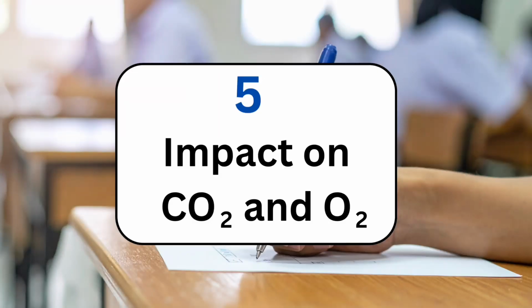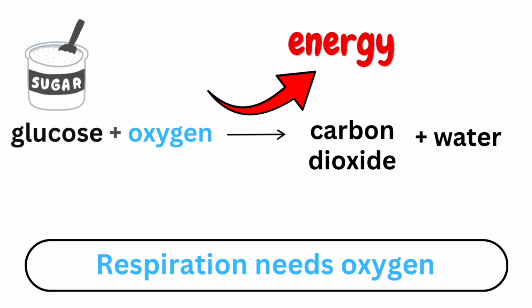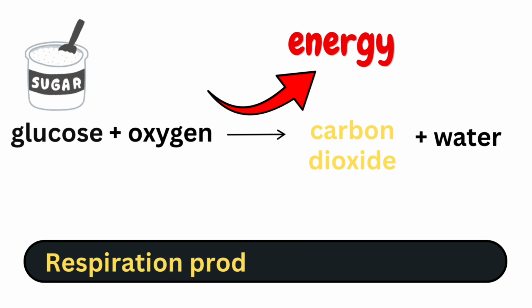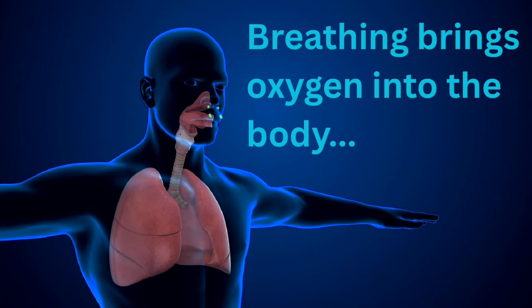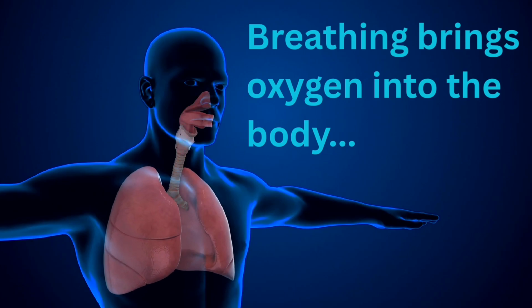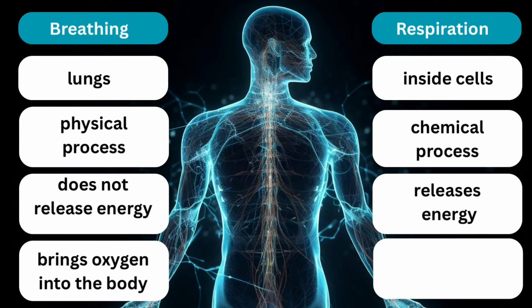Let's finish off by thinking about 2 important chemicals, carbon dioxide and oxygen. As we've already said, respiration requires oxygen to happen because the glucose is broken down by reacting it with oxygen. This process produces carbon dioxide, which is a waste product and needs to be removed from the body. You breathe in to bring oxygen into your body, and you breathe out to remove carbon dioxide from your body. So we now know that breathing brings oxygen into the body and respiration uses that oxygen for a chemical reaction.